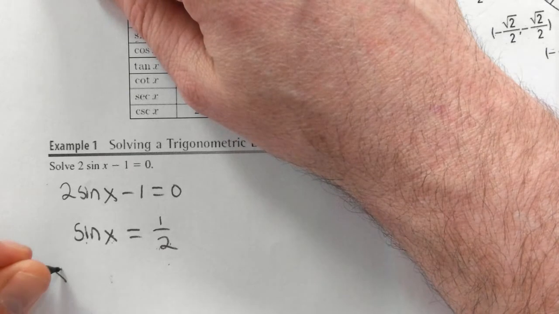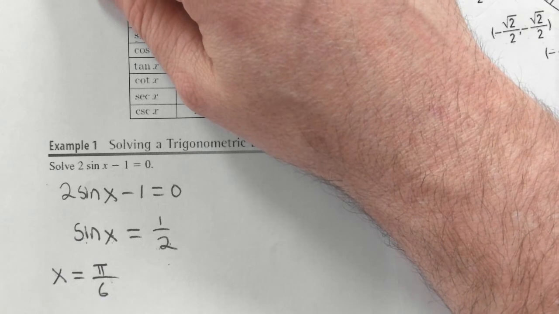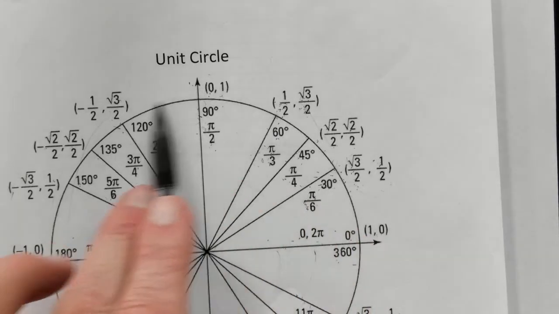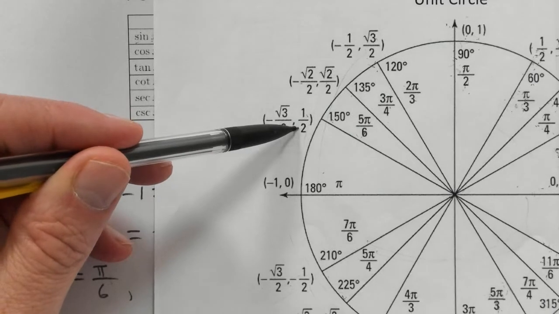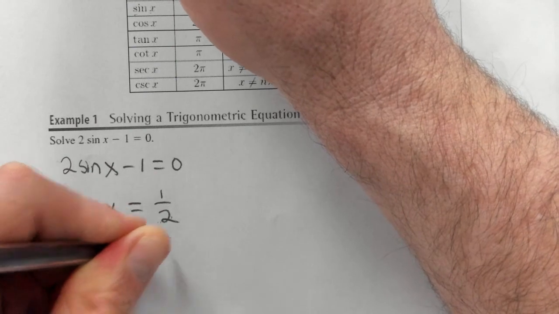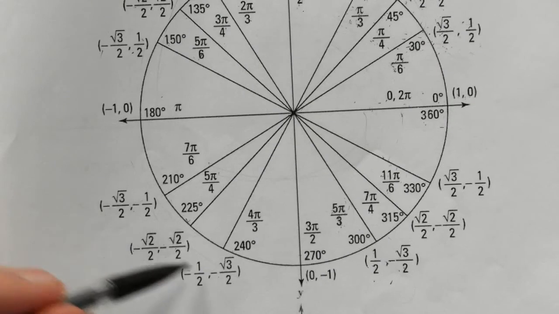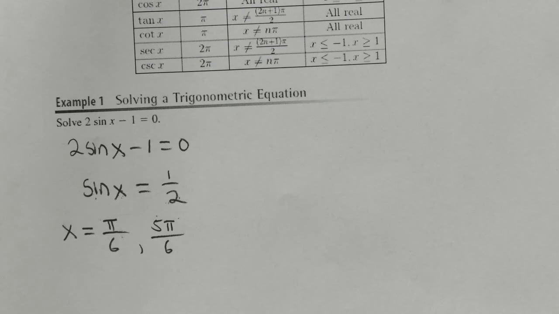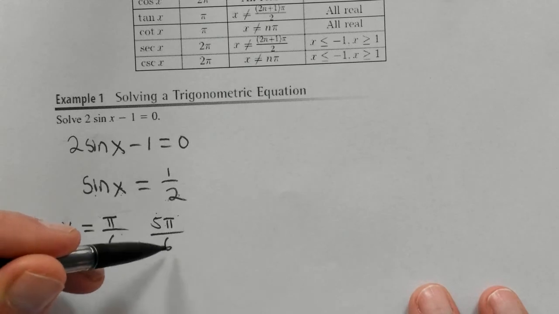So x is equal to pi over 6. All right. Anywhere else? Looking for y equal to 1/2. Let's see. We've got one here at 5 pi over 6. So that's another answer, 5 pi over 6. Any others? That's -1/2. We don't want that. All right. So those are my two answers to this equation. x is equal to pi over 6, and it's equal to 5 pi over 6.